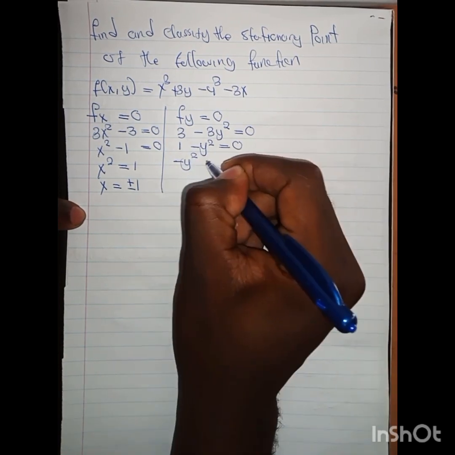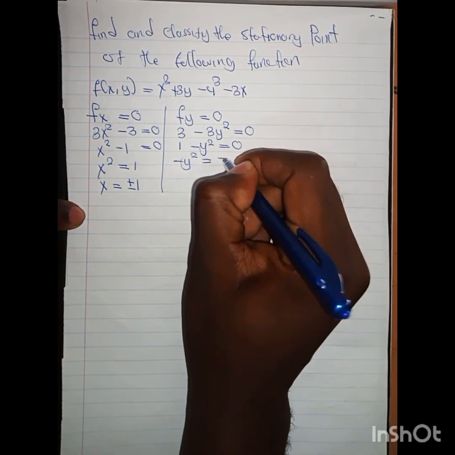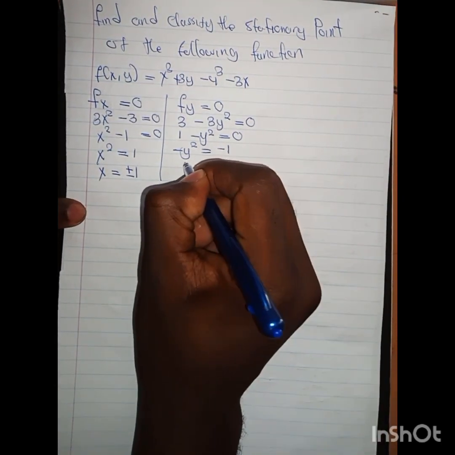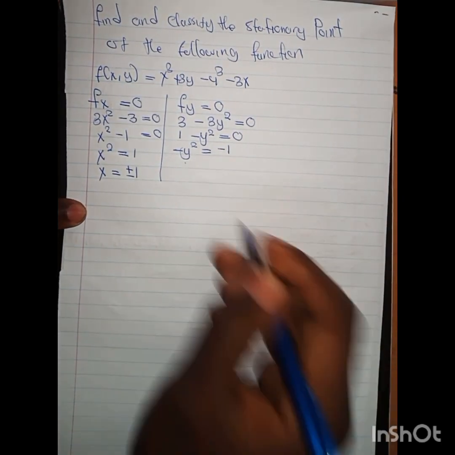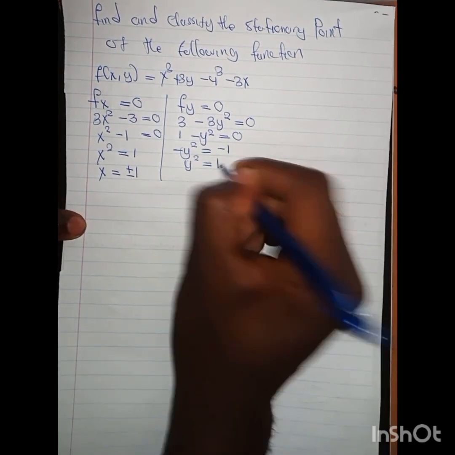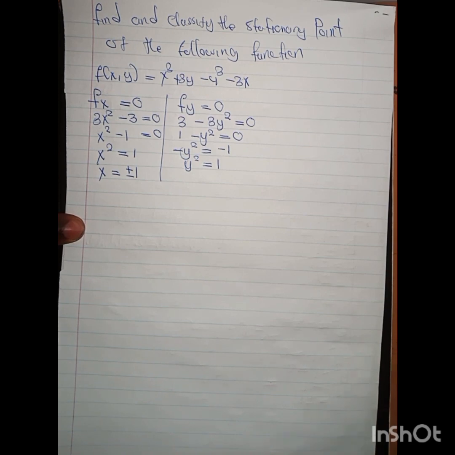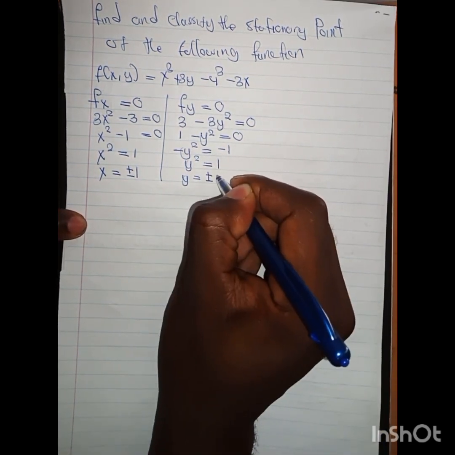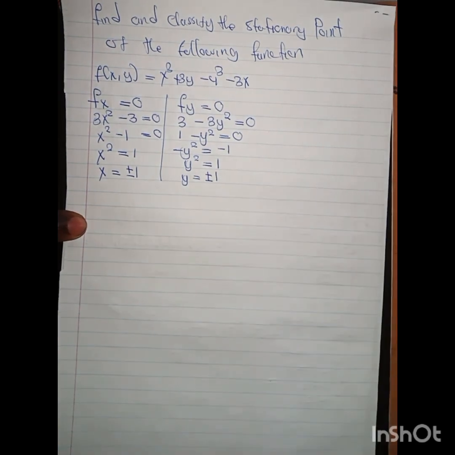Then on the left we'll have minus x squared, which is equal to -1. So we want to find y. Let us first divide by negative. When we divide by negative, y squared is equal to +1. So the value of y will be given by plus or minus 1.